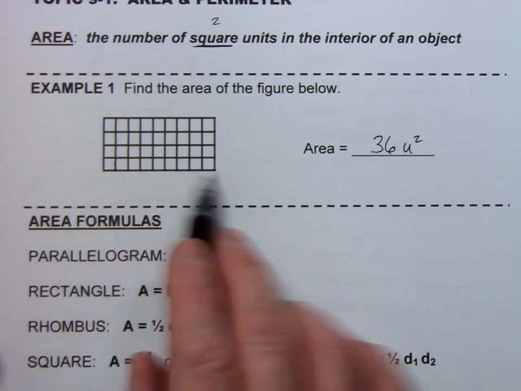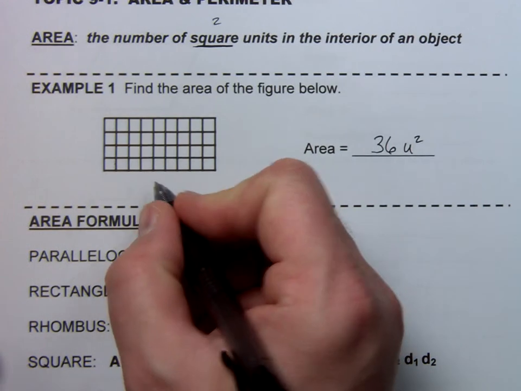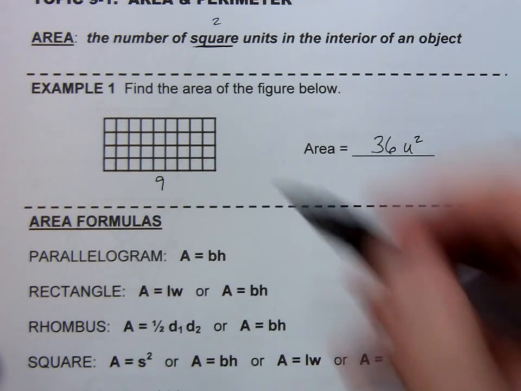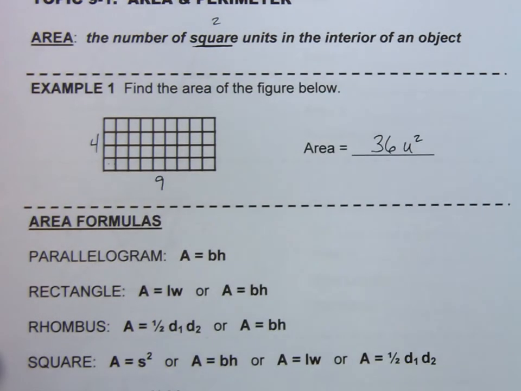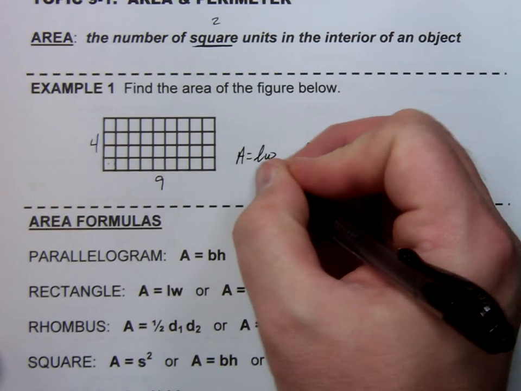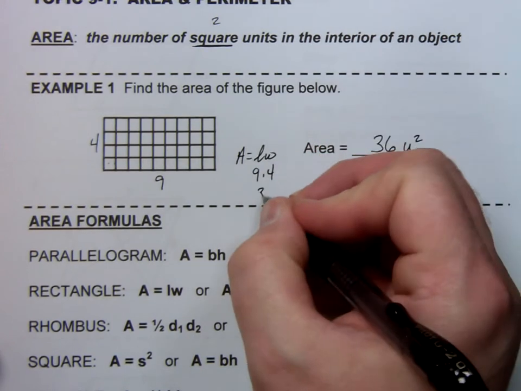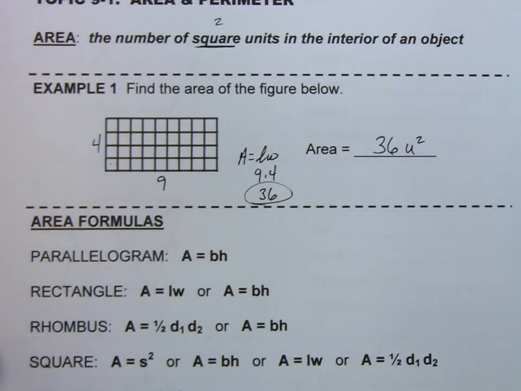So I just count the length. So 1, 2, 3, 4, 5, 6, 7, 8, 9. And I count the width, or the height. 1, 2, 3, 4. And we can just multiply those. So you're just doing that length times width, 9 times 4, and we get 36. So same thing I got when I was counting, but we can do it with the formula as well.